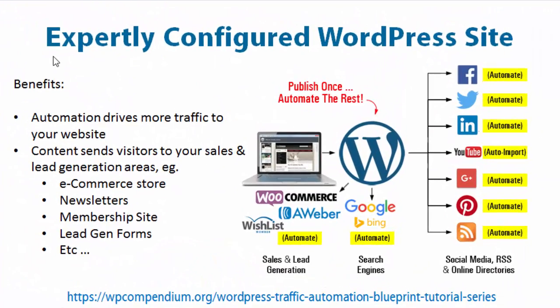Okay, so if we go back here, basically the expert configuration is in two stages. You set up the automation that's going to drive the traffic to your site, and your content will then direct visitors to the areas of your site that you want them to go. And all of this will already have been configured for you. You can either do this by asking your website developer to do it for you, or if you want to really save money, you can follow our tutorials and set it all up yourself.